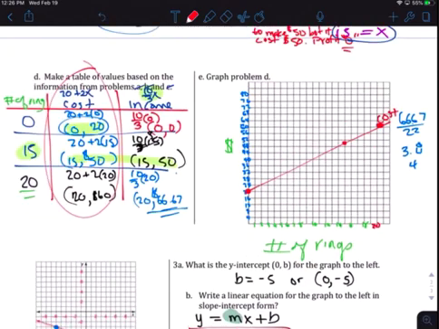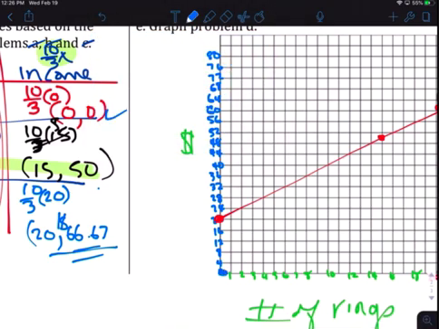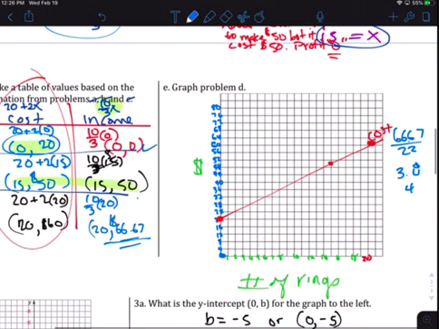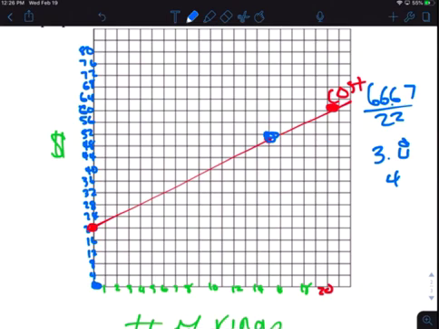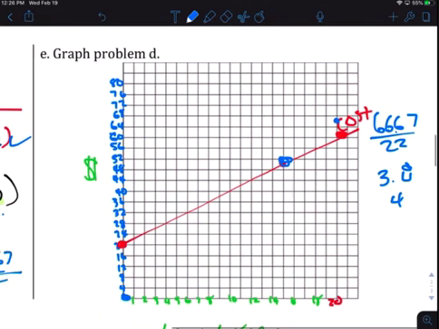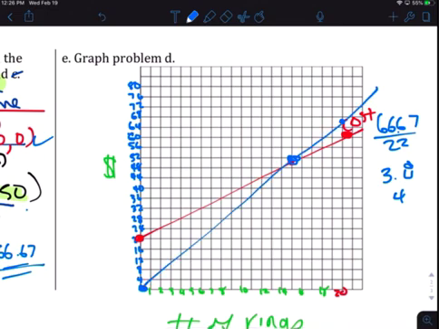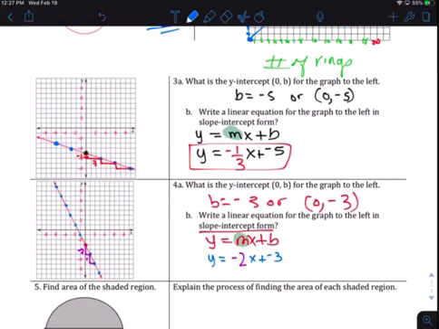Your income line starts out at 0, 0. Go to 15, 50, same spot. And then 20, 66.67. Between 68, right there, right? That's 66, yep. Connect the dots, label income. Okay, and then this one we did in class.